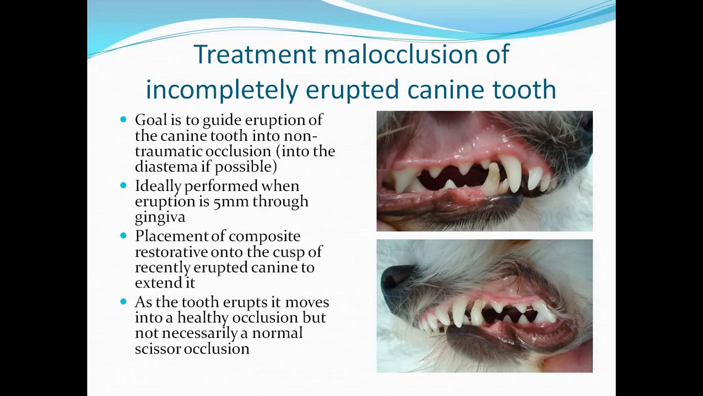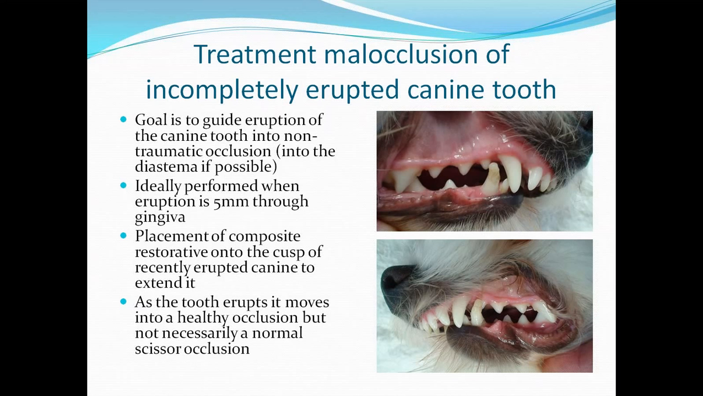If it's erupting and it's going to travel directly into the roof of the mouth, or into the permanent canine or some other structure, then it's possible and highly recommended at this age to increase the height of the mandibular canine tooth and direct it into a position where you would like it. This is really treatment of malocclusions, and I'll call it incompletely erupted mandibular canine teeth, because the best time to treat these is when the tooth is 5 millimeters through the gum. The aim is to guide the eruption pattern of the canine into a position where it's not causing trauma.